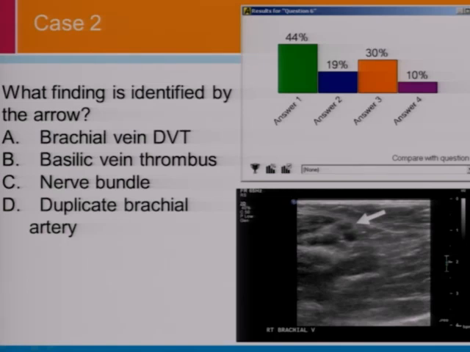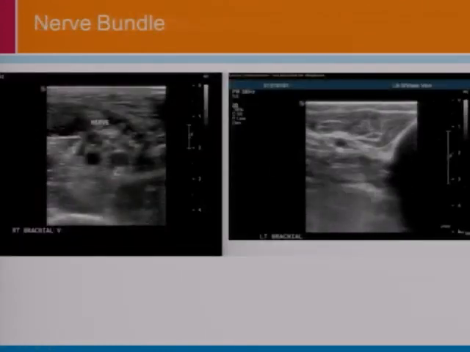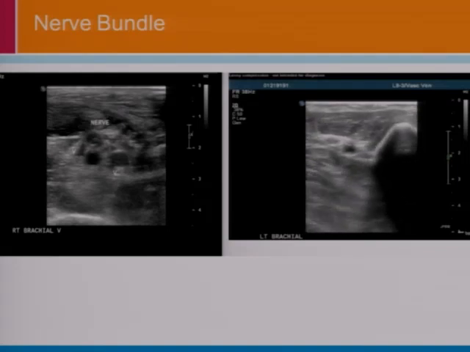Okay, so 30% of you got this correct. So let's see here. This is actually a nerve bundle. So you can see in the top picture here, here's your artery and your 2 veins. And not uncommonly, when you're looking at the level of the antecubital, you're going to see that median nerve. And you can tell that if you look on your compression images. You'll see your veins going out and your nerve bundle staying there.